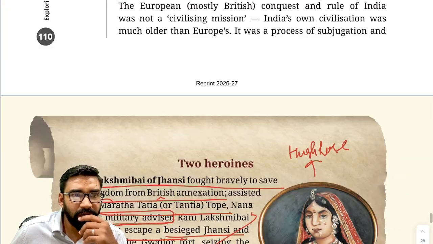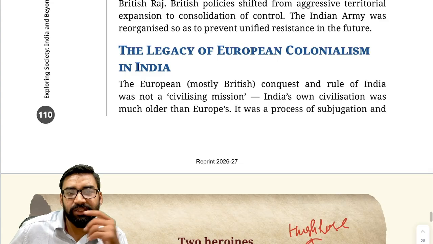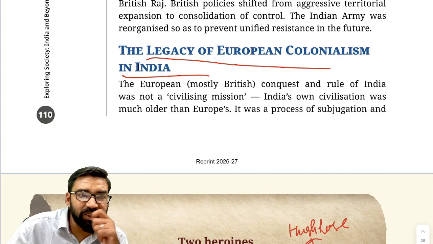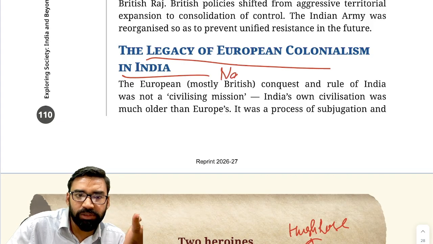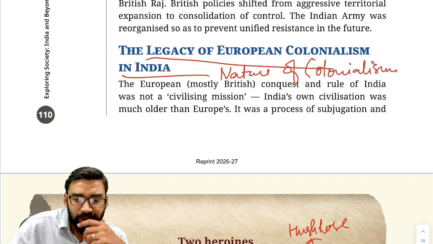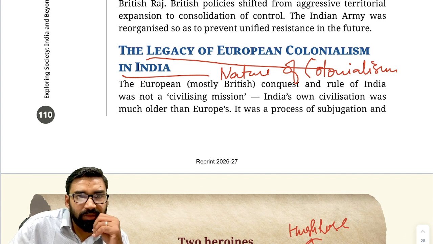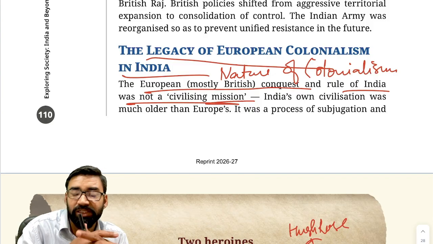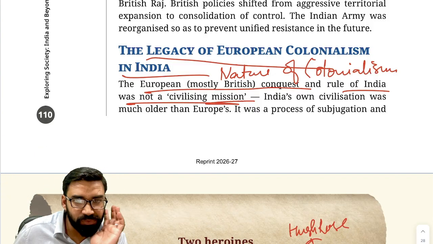Now, another important thing, the legacy of European colonialism in India. So what is the legacy? First of all, there is one debate. What is the nature of colonialism? Now, what was the nature of colonialism? Reality versus myth. So, see, European conquest or rule of India was not a civilizing mission. It was not a civilizing mission. Indian civilization was much older than the British, if you see.